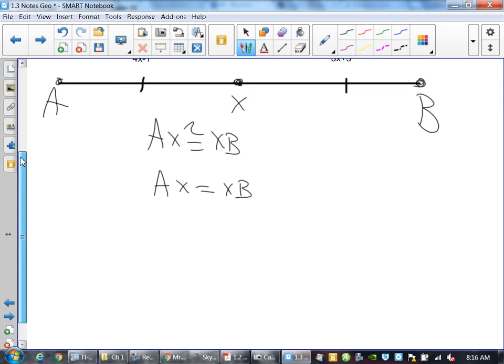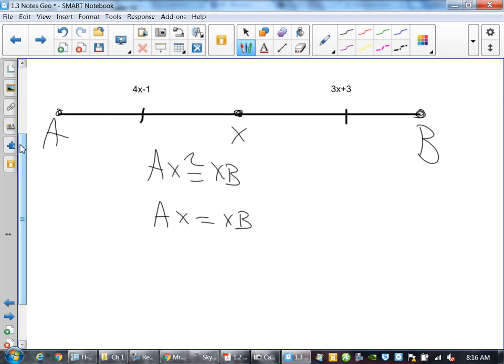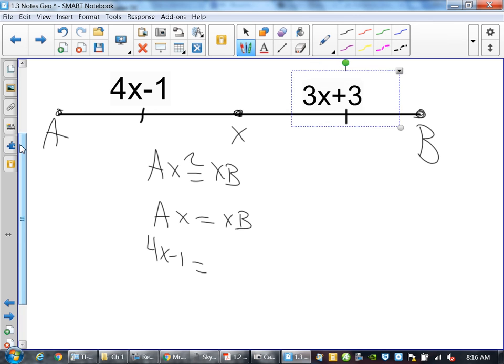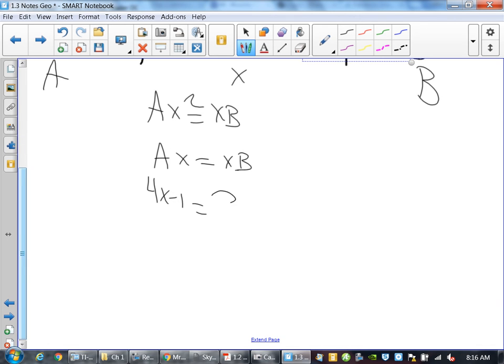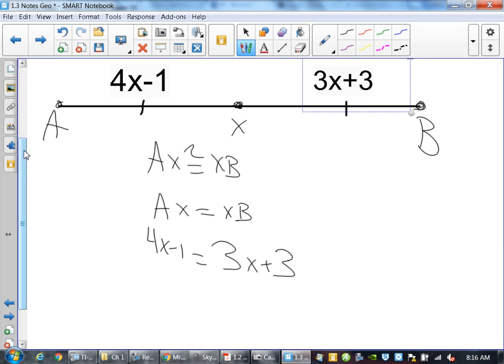Well, in this problem, what did AX equal? Actually, let me blow it up so you can see it better. So 4x minus 1 has to equal 3x plus 3. And now we have enough information to solve for x, and then we can solve for the lengths of the segments. It's a quick two-step problem.